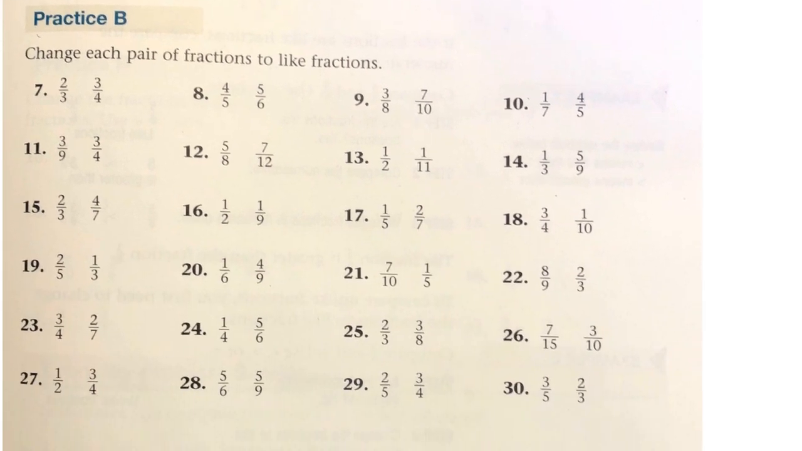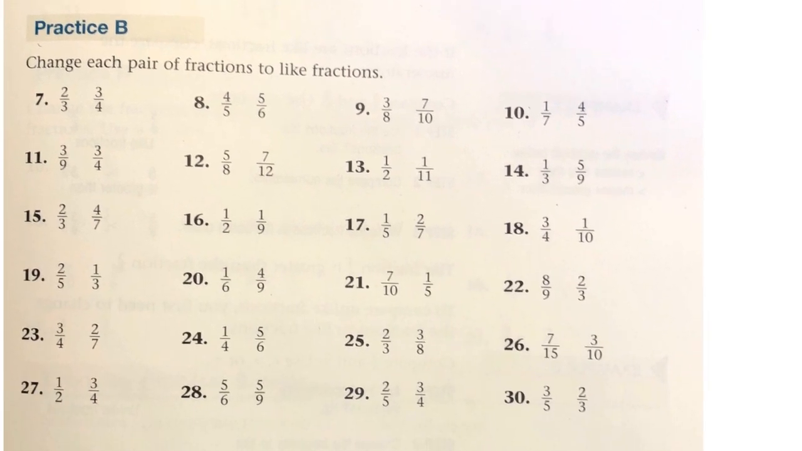Practice B. Got a lot to practice here, so we can just do a few to get you started. And if you'd like more help, we could use the extras for more help. So let's take a look at these on the side. Let's look at number 10 to start. We want to change each pair of fractions to like fractions. So we want to find the least common multiple.